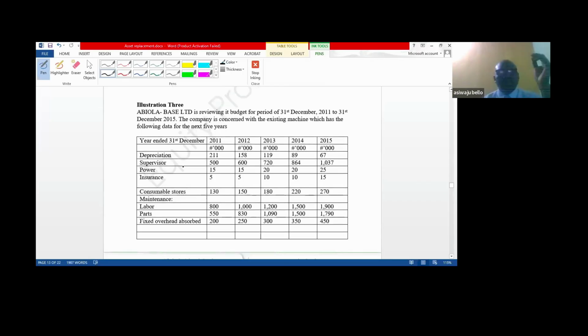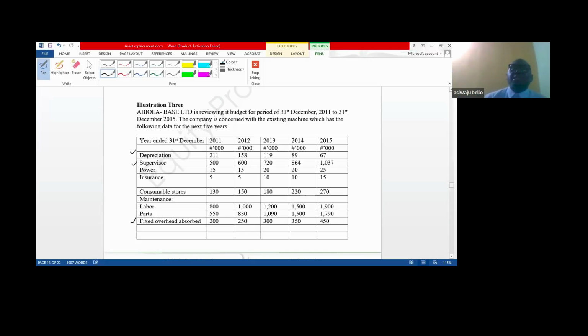Power is relevant. That is electricity power consumed as a result of using the old machine. Insurance: the examiner said this insurance is specifically related to the old machine, hence it is relevant. Consumables of using the old machine are relevant. Labor is relevant. Fixed overhead absorbed is not relevant. So you are going to disregard these three items. These three items are not relevant.